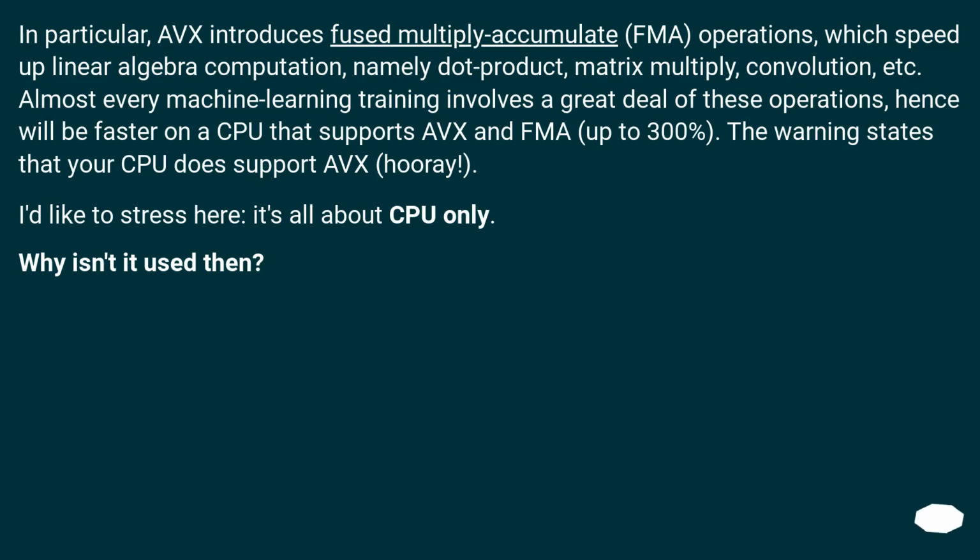In particular, AVX introduces fused multiply accumulate (FMA) operations, which speed up linear algebra computation, namely dot product, matrix multiply, convolution, etc. Almost every machine learning training involves a great deal of these operations, hence will be faster on a CPU that supports AVX and FMA, up to 300%. The warning states that your CPU does support AVX, hooray! I'd like to stress here, it's all about CPU only. Why isn't it used then?